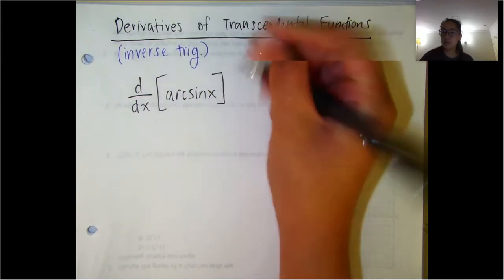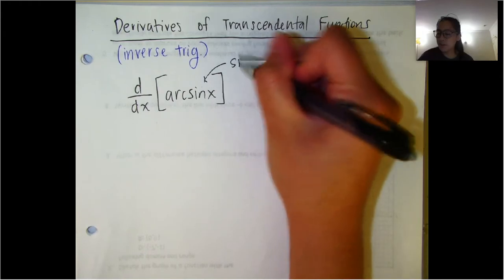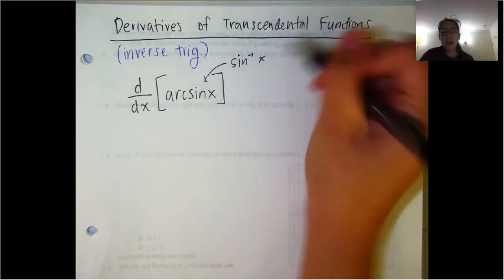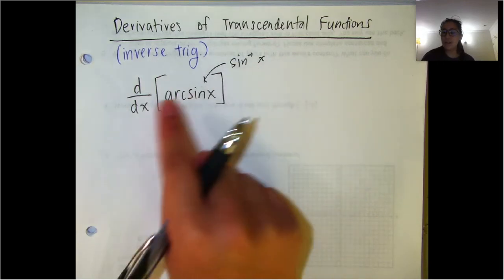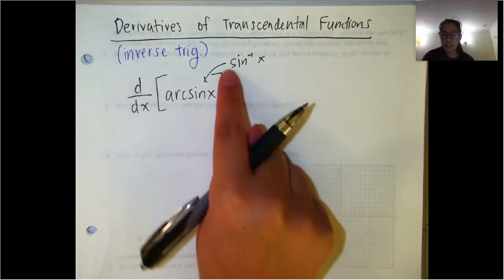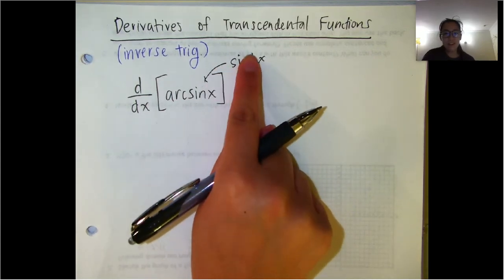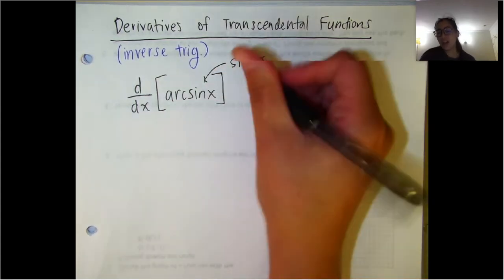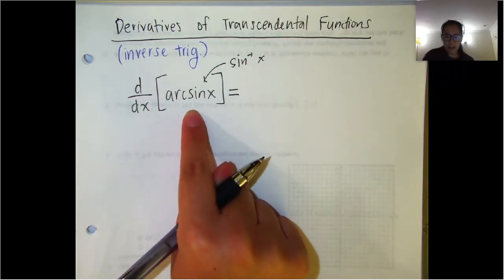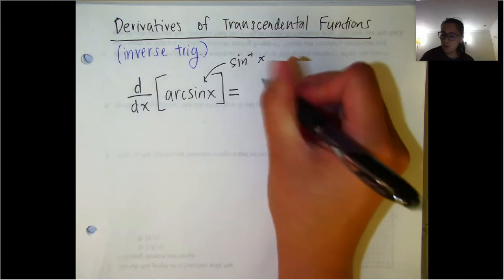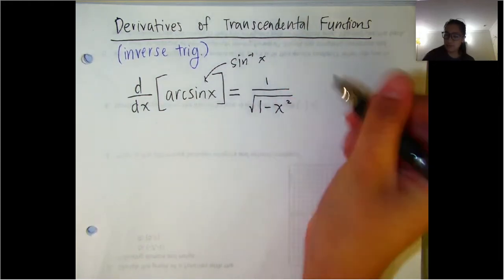Sometimes when you see this written elsewhere, you might see this as sine inverse of x with a little -1. But I've found that students often get confused with this one, so I'll be using arcsine of x. This does not mean 1 over sine of x. This means sine inverse of x. So just an FYI there. So the derivative of arcsine of x is going to be 1 over square root of 1 minus x squared.